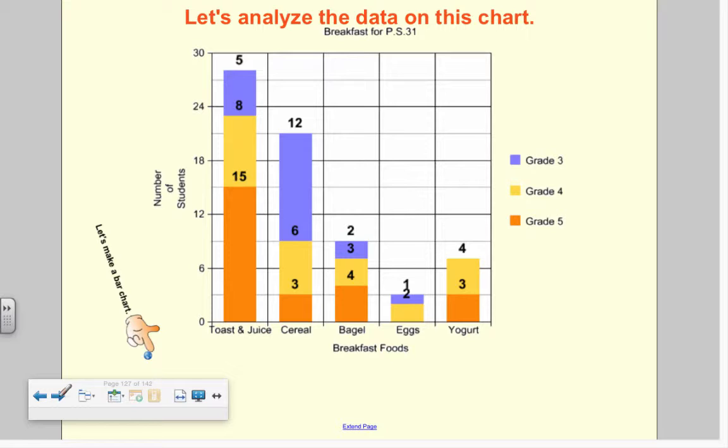You can see how many 5th graders like toast and juice. It looks like it was 15 by looking at the orange bar under toast and juice. How many 4th graders liked it? It looks like it was 8. Do you see that number right there? That's corresponding to the yellow 4th grade. And then the purplish blue 3rd grade looks like 5 kids like toast and juice.